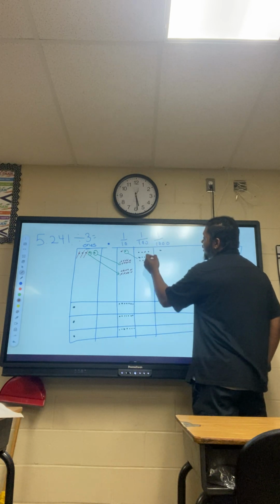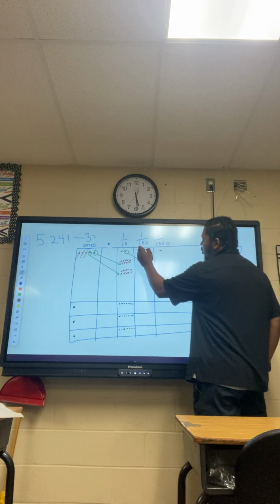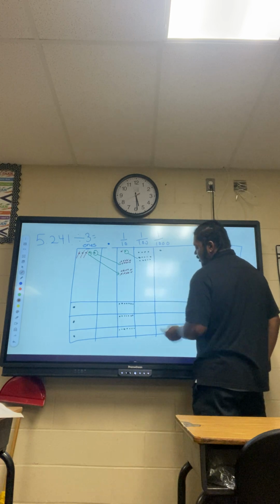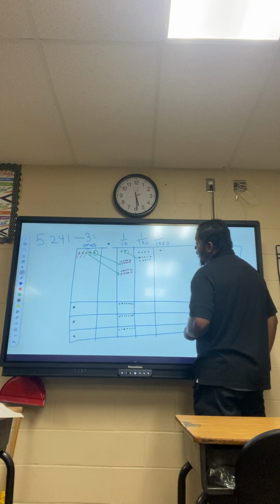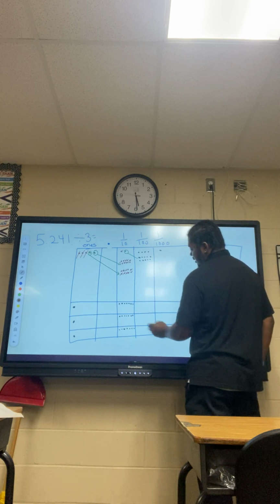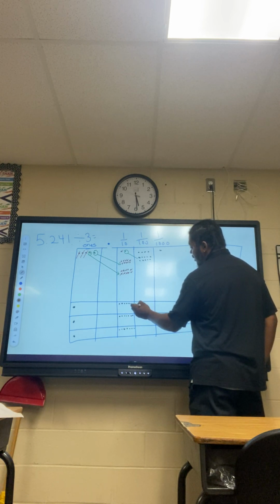We can count them up. This was 10, and we have 4. 10 plus 4 is 14. So we have to divide these 14 hundredths into our 3 slots down here. So we can at least put 4 here in each one, and we'll have some left over because it has to be the same amount in each box.